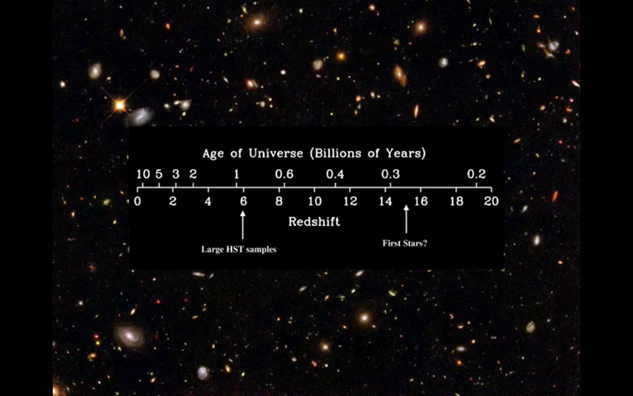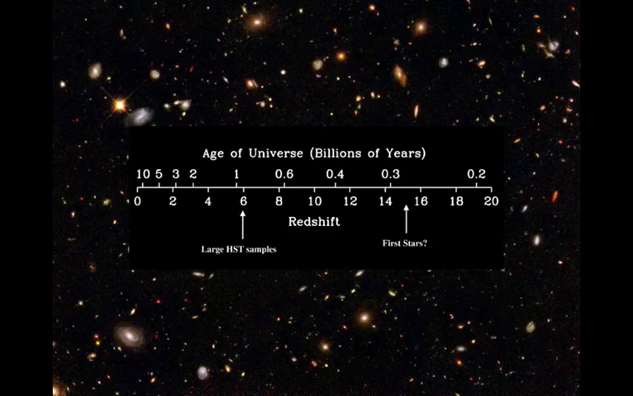Things on the left-hand side are the current universe, and on the right-hand side is the birth of the universe. Today, the universe is about 13.7 billion years old, and objects in the very nearby universe have a redshift of 0. Objects at a redshift of 1 emitted their light when the universe was just about 5 billion years old, so more than 8 billion years ago.